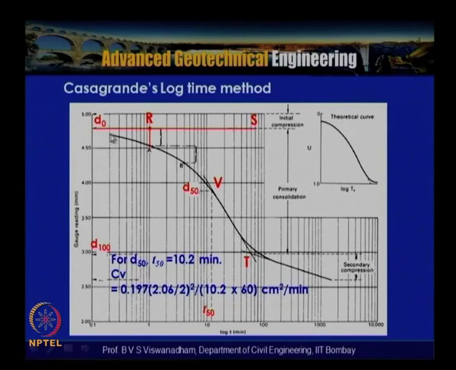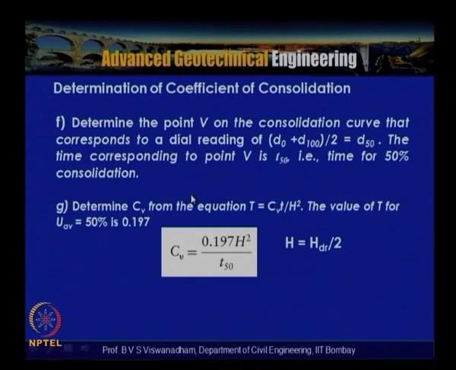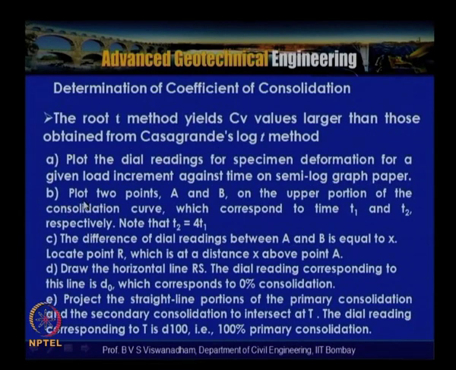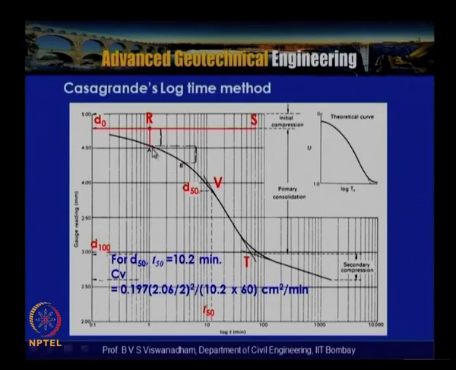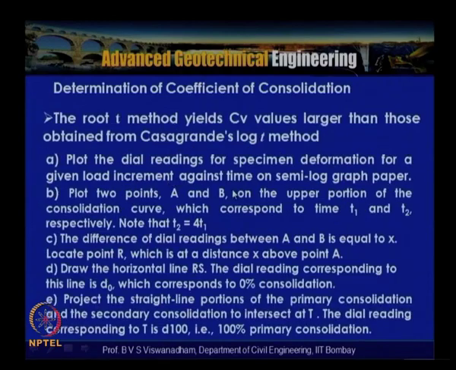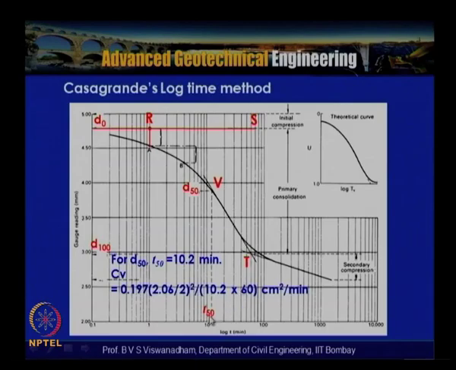So you can see that the important part of this method is that we have to plot two points, A and B, on the upper portion of the consolidation curve, where the curvature is changing from the beginning portion. The two points have to be put in such a way that they correspond to times T1 and T2. Note that T2 is equal to 4T1. With that, we have to identify two points.